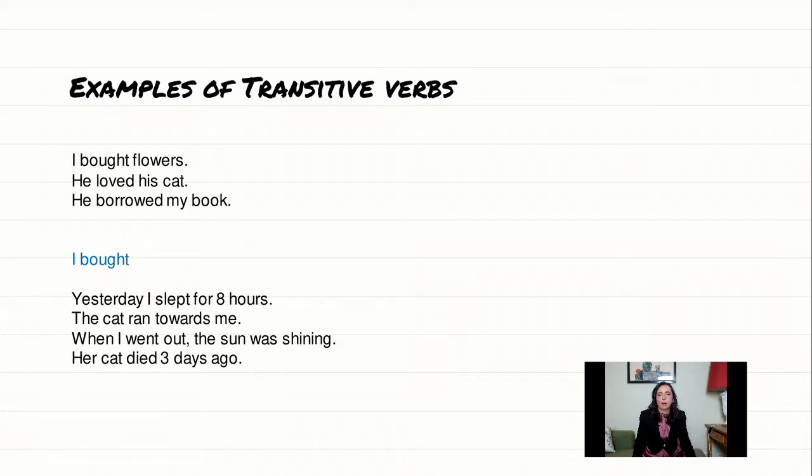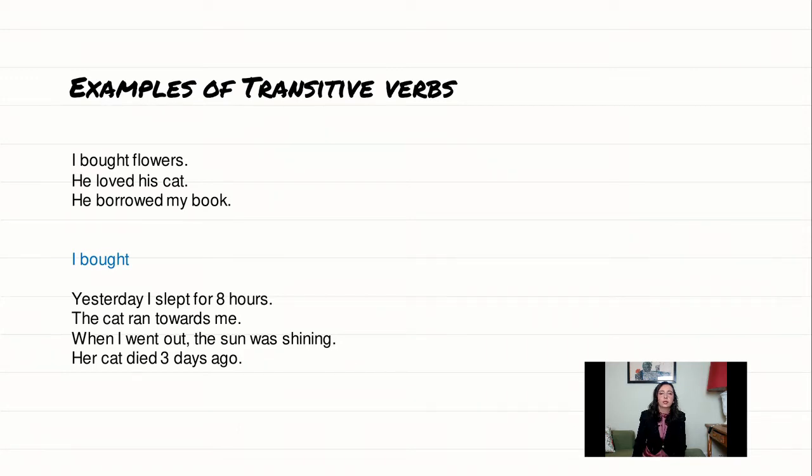In these example sentences, both bought and borrowed are transitive verbs. In the first sentence, bought is the transitive verb and flowers is its object, the thing that has been bought by the sentence subject, I. Loved his cat and borrowed my book are transitive verb object examples. We will focus on the first sentence again.